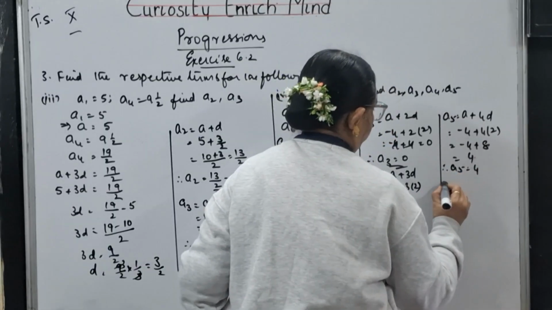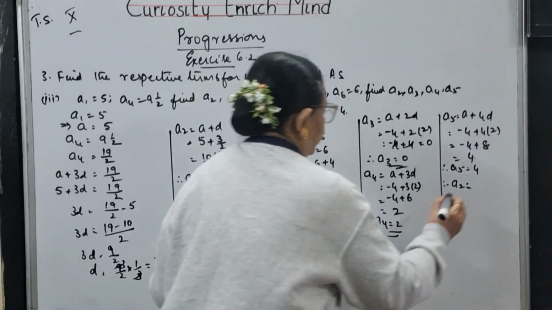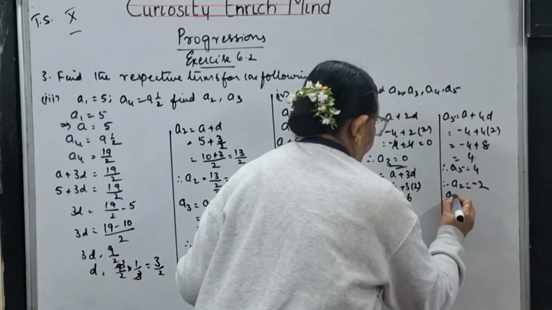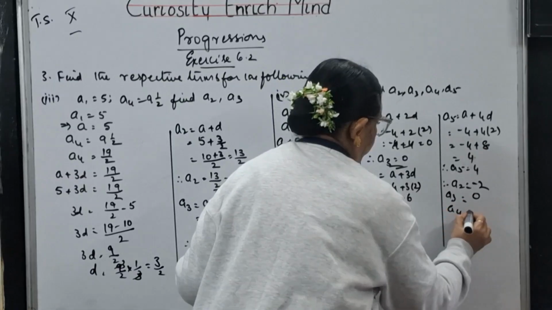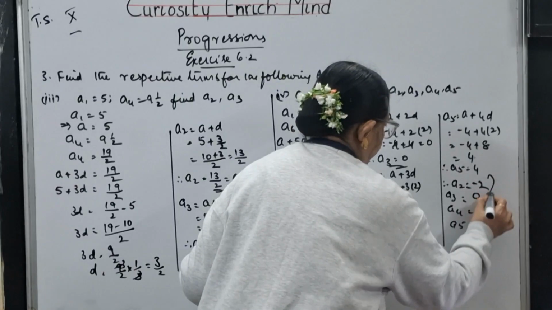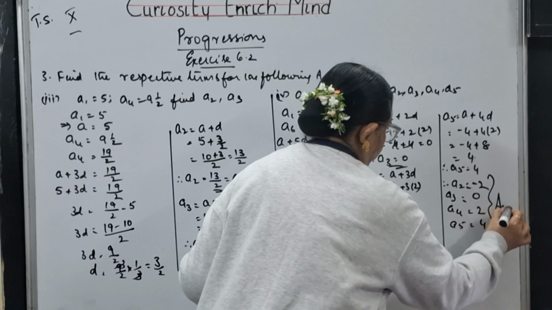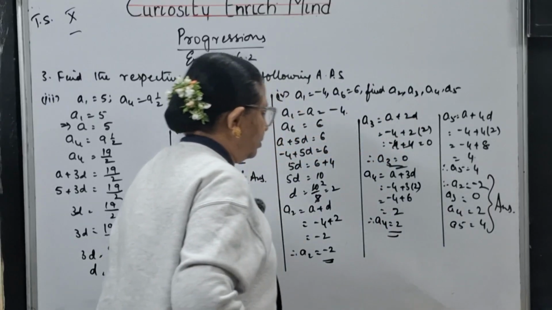Therefore, how much have I got for A2? Minus 2. A3 is equal to 0. A4 is equal to 2. A5 is equal to 4. These are the answers for this problem, children. Please note it down.